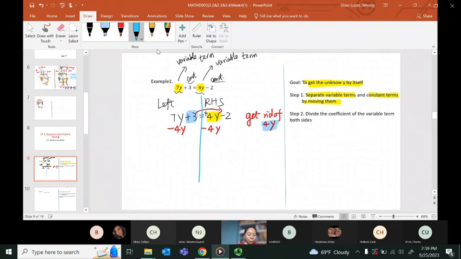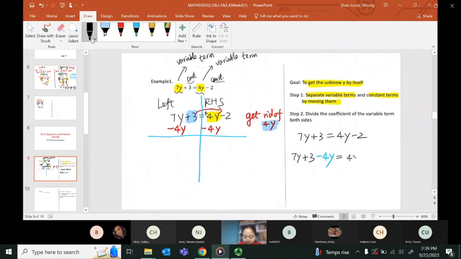So I subtract 4y from the right-hand side. I also subtract 4y from the left-hand side. Usually we line up with the other one. If you ask me why I have to line up, can I just put a minus 4y right after it? Yes, you can. That's fine. You don't have to line up. But if you line up like terms, it just makes it a little easier.